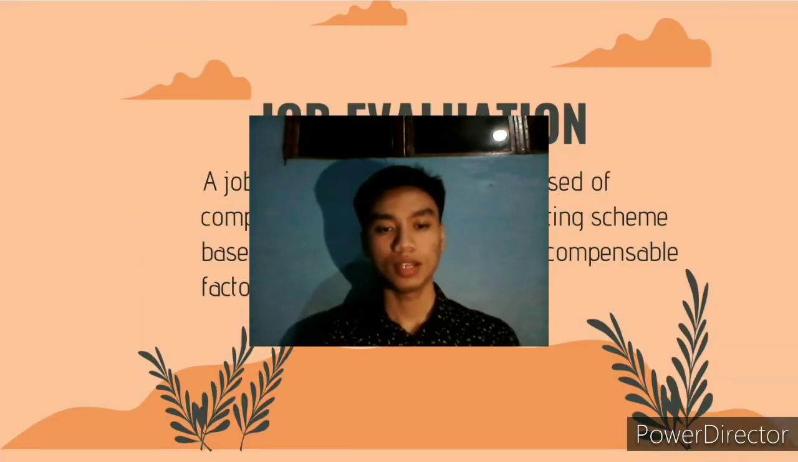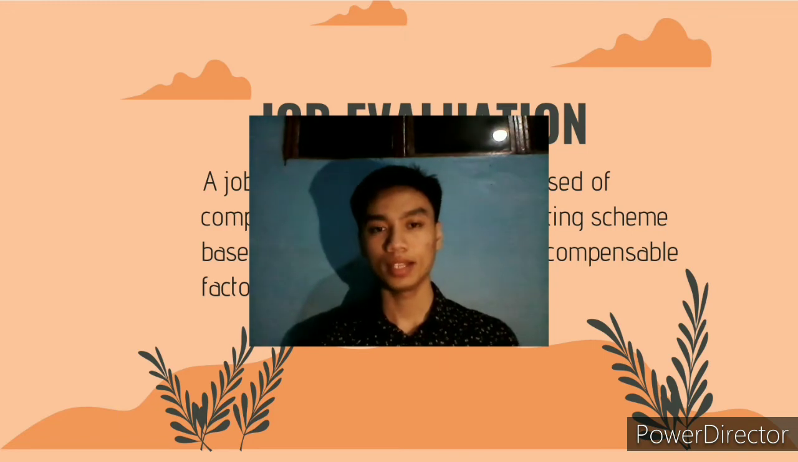Job evaluation. A job evaluation system is composed of compensable factors and a weighting scheme based on the importance of each compensable factor to the organization. The purpose of the job evaluation is to assess which workers should be paid more than the others. Several approaches, such as job ranking and factor comparison, are used in job evaluation, and research shows that each approach is just as accurate and effective as the other in the ranking and pricing of different workers.